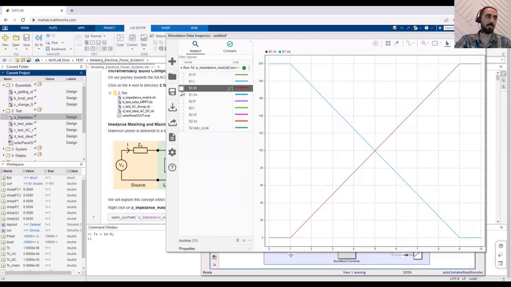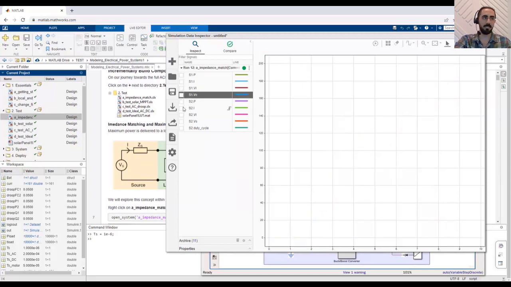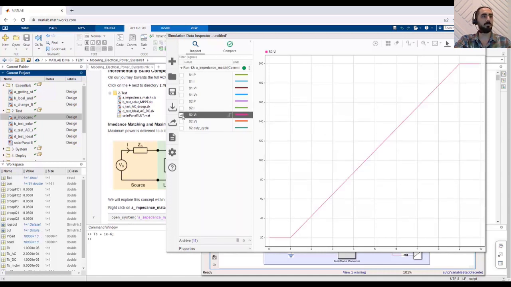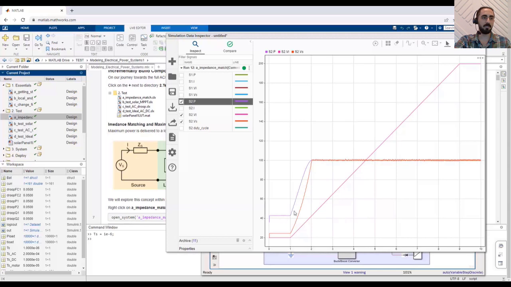I'm going to uncheck these three and take a look at the second subsystem with the buck boost converter and maximum power point tracking. If we take a look, the load voltage increases, the source voltage has a transient, goes to 100 volts and stays there. The 100 volts is where we had the maximum power point. And if we look at the power, it tracks up to 100 volts and stays at that point.